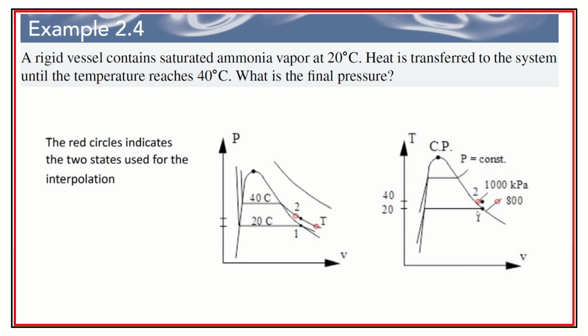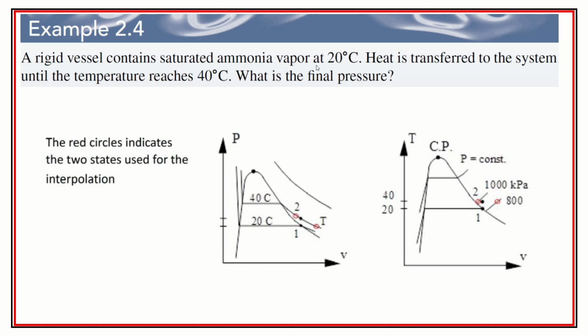Below are the diagrams, which are already given, they're giving it away, where they said the red circle indicates the two states in which they are taking interpolation. We'll see that in a second, so we'll come back to this. But first we're going to start out with that 20 degrees Celsius. It seems to me that we would need to know a little bit more about this. Oh, it's saturated. That's right. Saturated ammonia vapor. That was the reading comprehension portion.